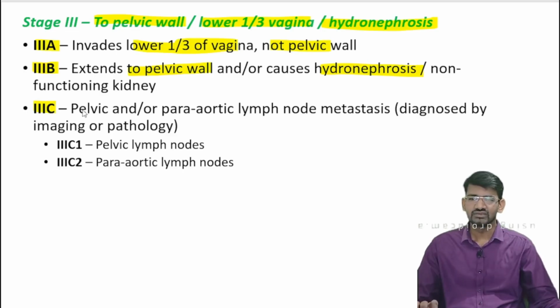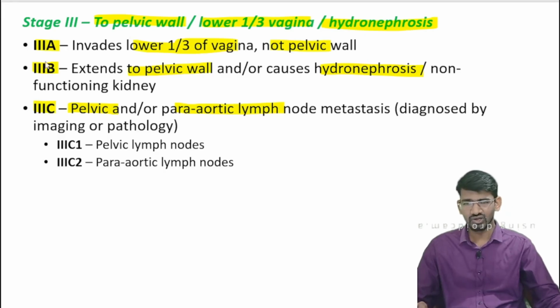In stage 3C, the pelvic lymph nodes and the para-aortic lymph nodes are involved. This is usually diagnosed with the help of imaging techniques like a PET scan, which we use to diagnose cases of stage 3C.